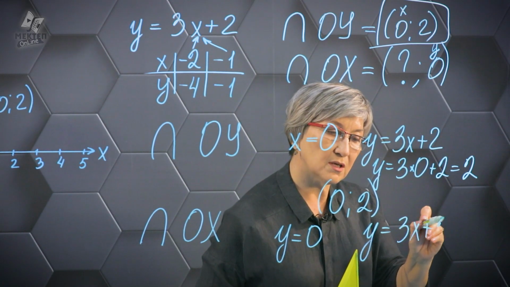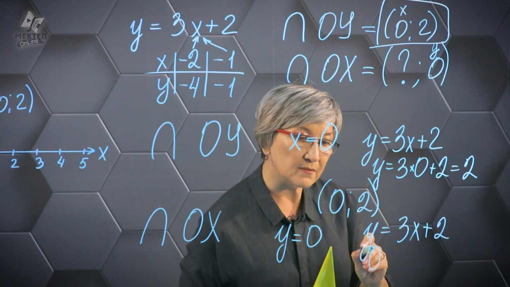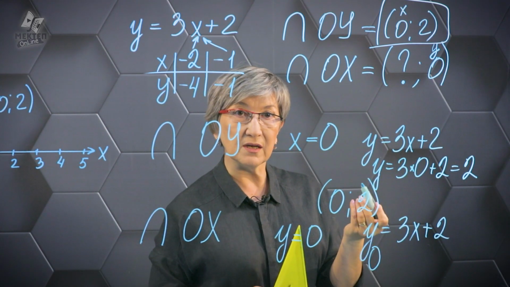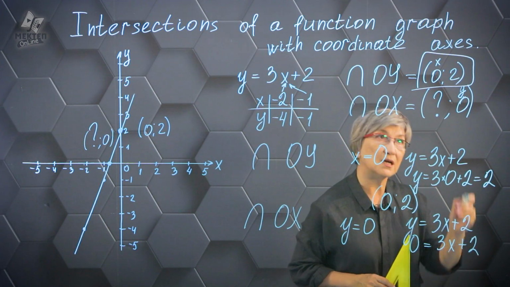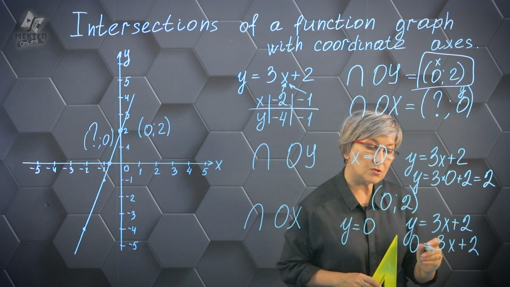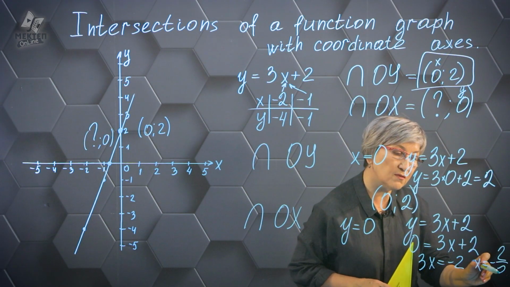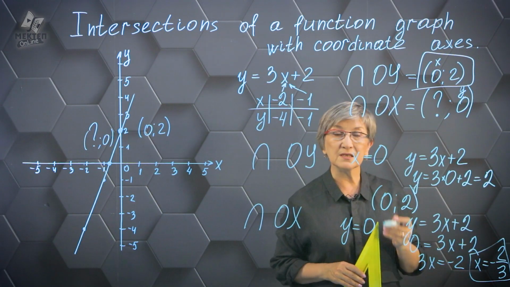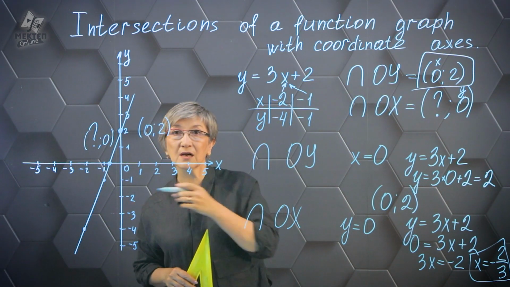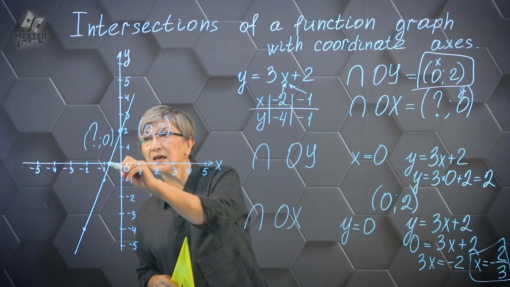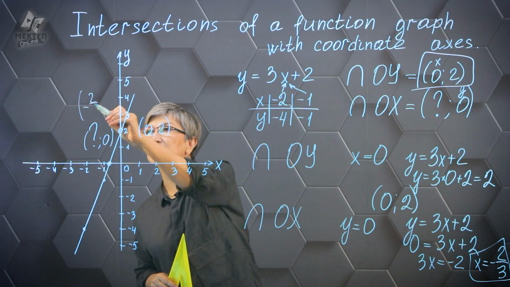In our function, where y is equal to 3 times x plus 2, we replace y with 0. As a result, we will determine the value of x, which is what we need to find. What do we find? 3 times x equals -2, leading to x being -2/3. And this is the value of x that we could not determine from our function's graph. Therefore, this point has coordinates, let's write down, -2/3 and 0.